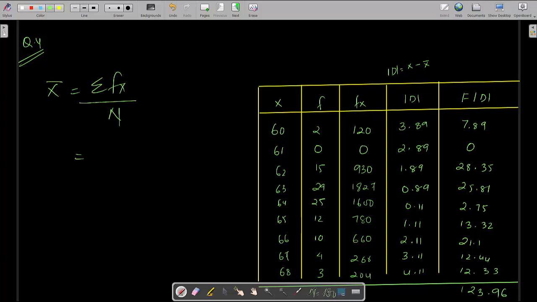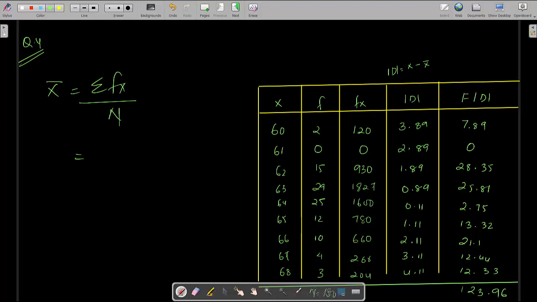So this is how we calculate mean. This is the formula to calculate mean in discrete series. I've already made a table here. This is your x value that is given in the question. This is your frequency. So you have to find out fx, right? To find out fx, you have to multiply x into f or f into x.